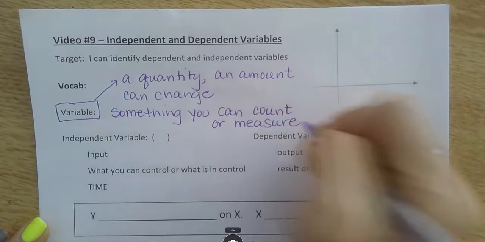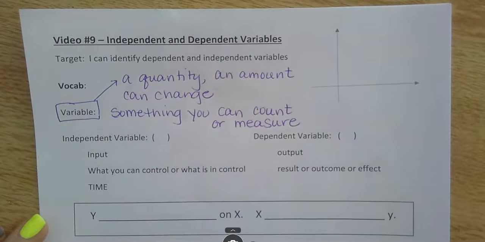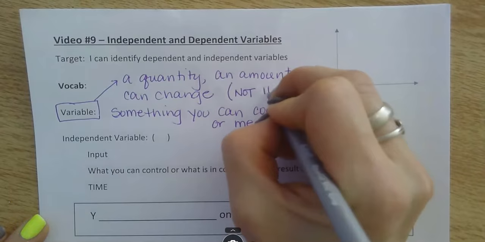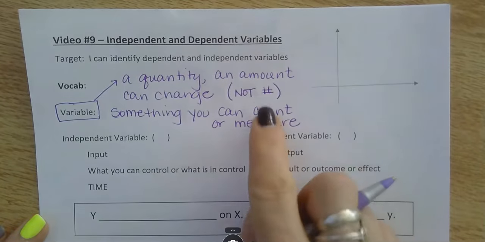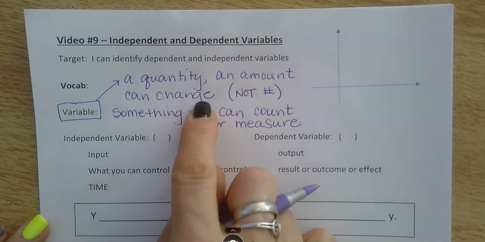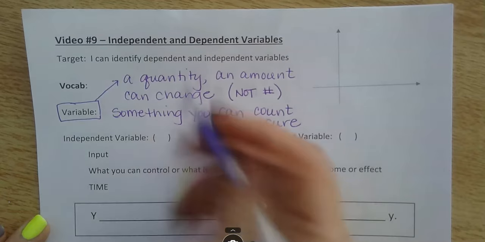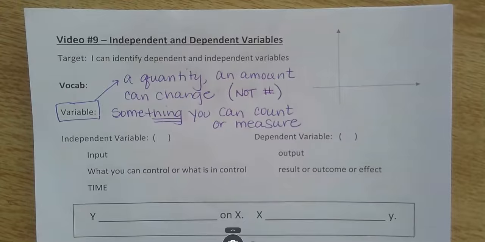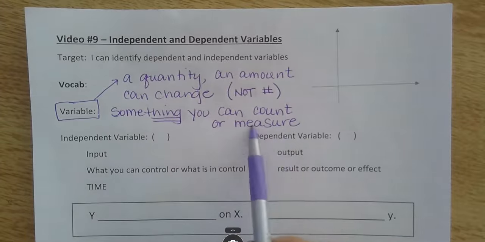Okay. So I want you to notice here that it cannot be a number. Not a number. For example, 8 is not a variable because 8 doesn't change. Okay? Variables are things, something you can count or measure. You can count or measure a height, a temperature, a time, a distance. Those are things you can count or measure.